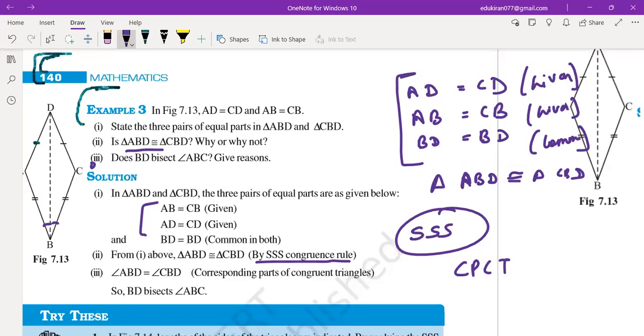Ma'am, we didn't learn CPCT. I think CPCT is congruent parts of congruent triangles. It's the short form of congruent parts of congruent triangles.